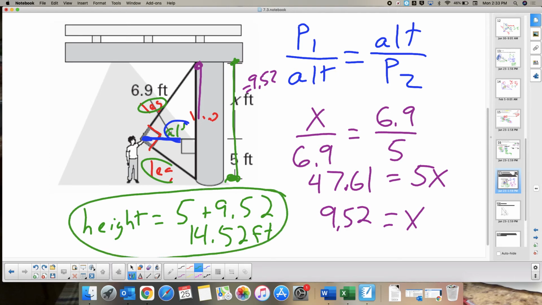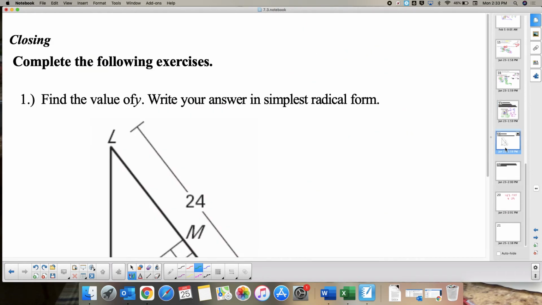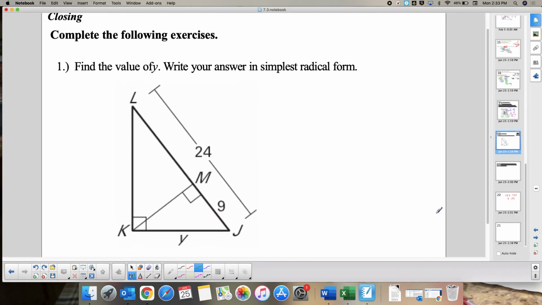Right, 2 last examples here. And our first one says find the value of y, writing our answer in simplest radical form here. So once again, identify our pieces. We have a leg, and we have our altitude. Which one has a number or a letter with it? Well, that would be our bottom leg. It has a y to it. So I'm going to do our geometric mean of a leg.